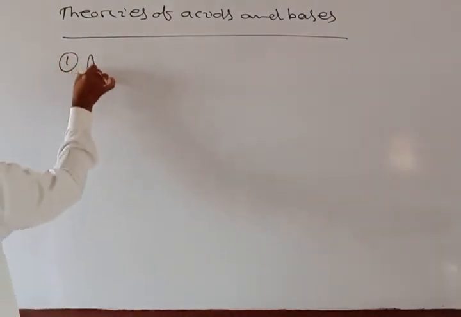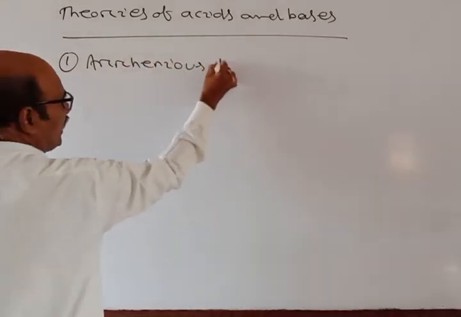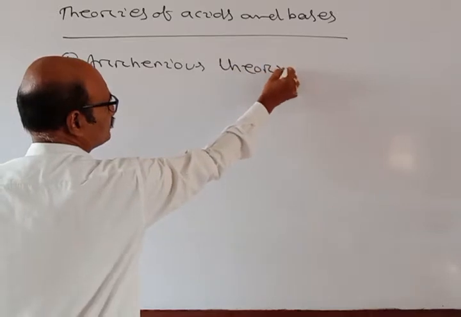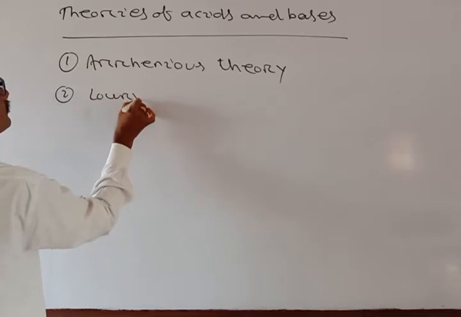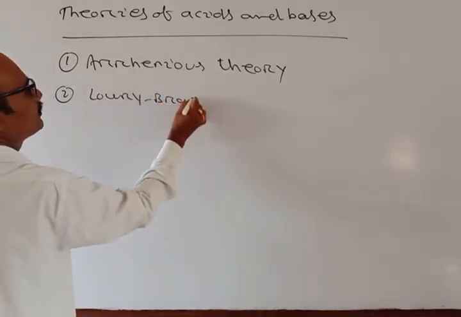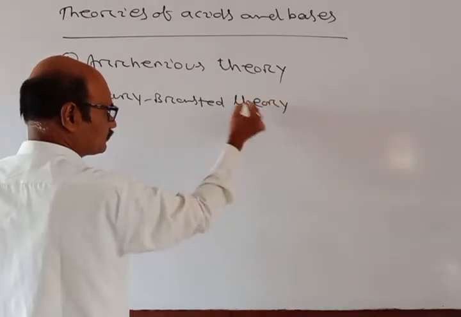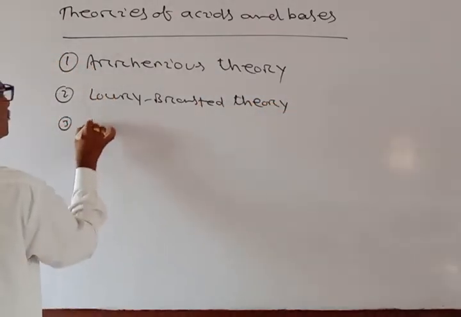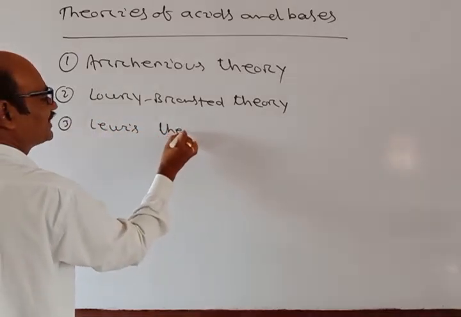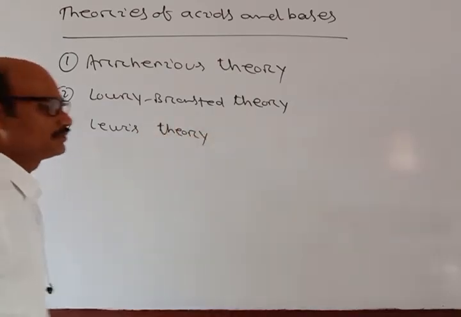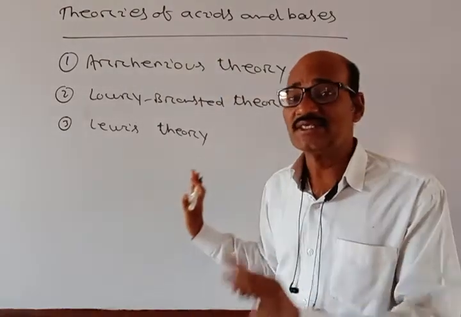There are Arrhenius theory of acid and base, there is a Lowry-Bronsted theory of acid and base, there is a Lewis theory of acid and base. These three are some important theories of acids and bases.